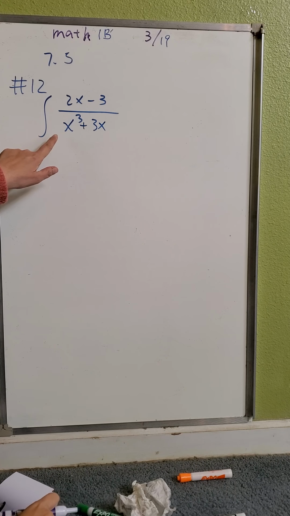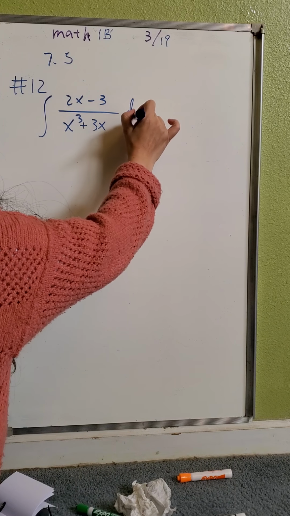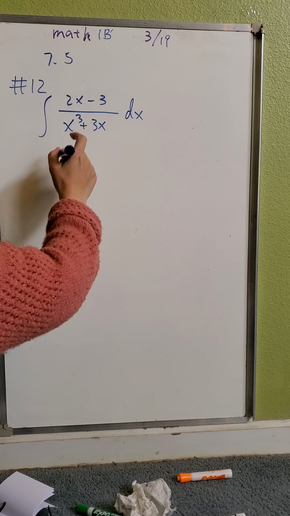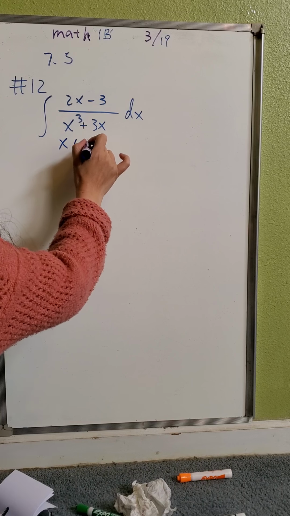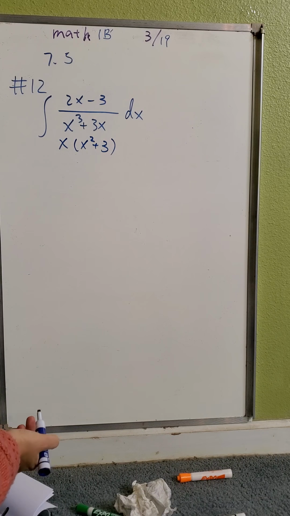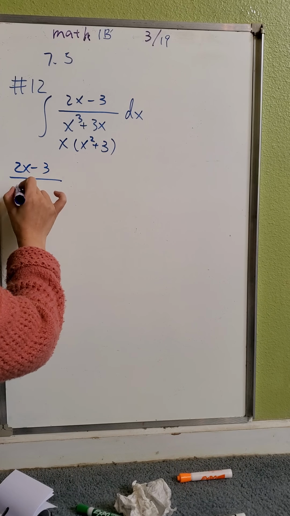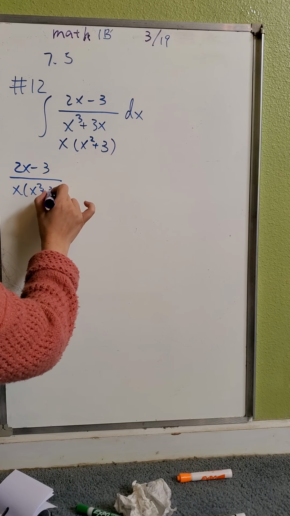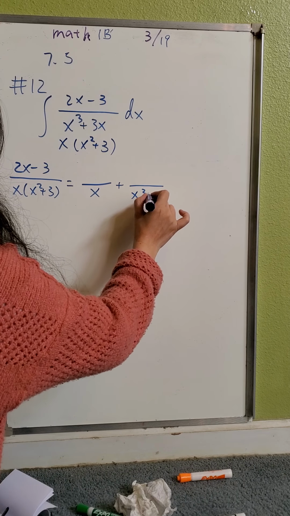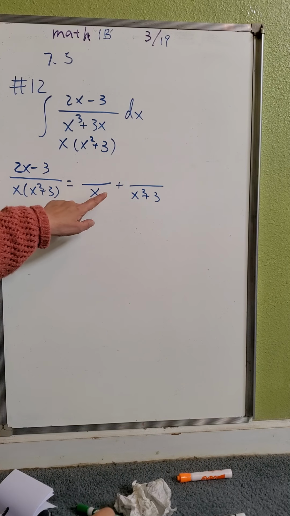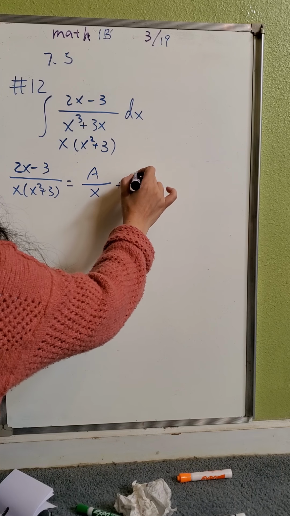This one is a rational function, so therefore it will be integrated by partial fractions. So we're going to factor this one first. Okay, so this is going to be x times x squared plus 3. So we're going to do the partial fraction first. So we have 2x minus 3 over x times x squared plus 3, and that's equal to A over x plus the x squared plus 3 term. So this is degree 1, so that becomes a constant on the top. Degree 2, that will be linear on the top.